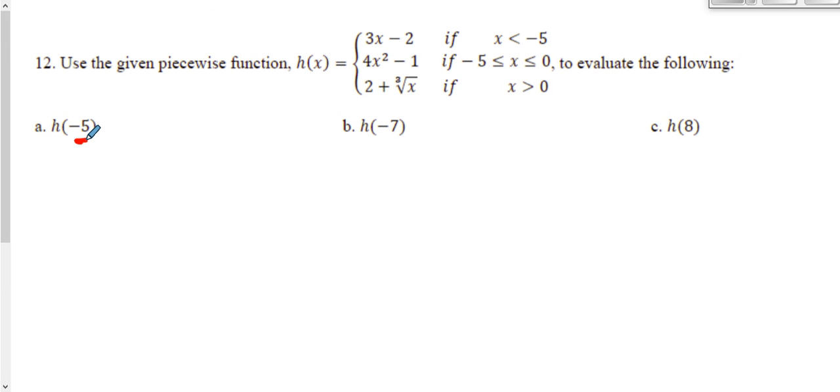So this x value is the number negative 5. I'm going to look at these inequalities to see which function cares about the number negative 5. My top function only cares about x values less than negative 5, not including the number negative 5 itself. So negative 5 does not belong to the first function. My bottom function only cares about x values bigger than 0, and negative 5 is not bigger than 0, so my bottom function doesn't care about this number either. The function in the middle, however, includes the number negative 5. It says it will take every x value between negative 5 and 0, including both.